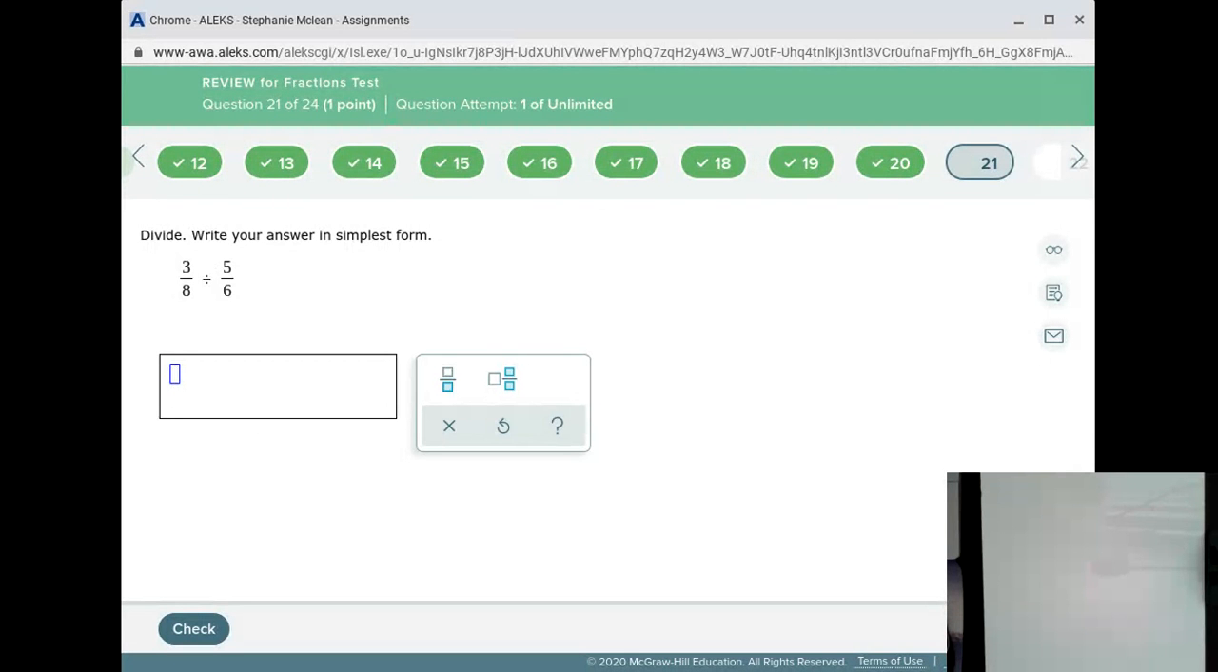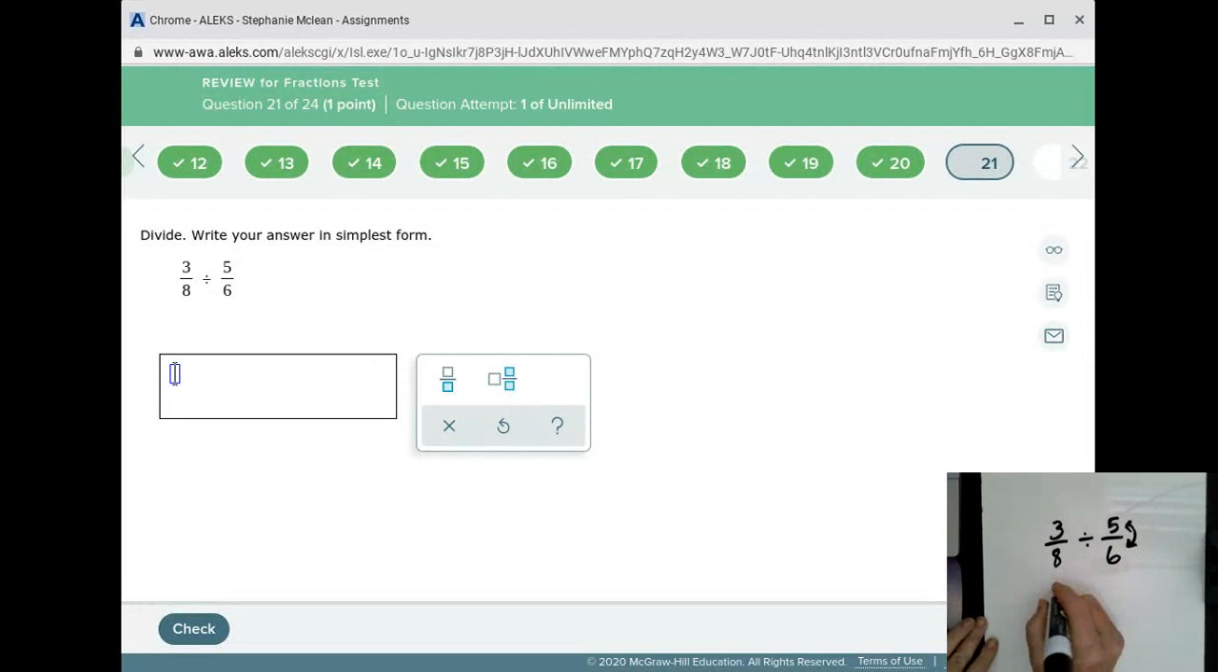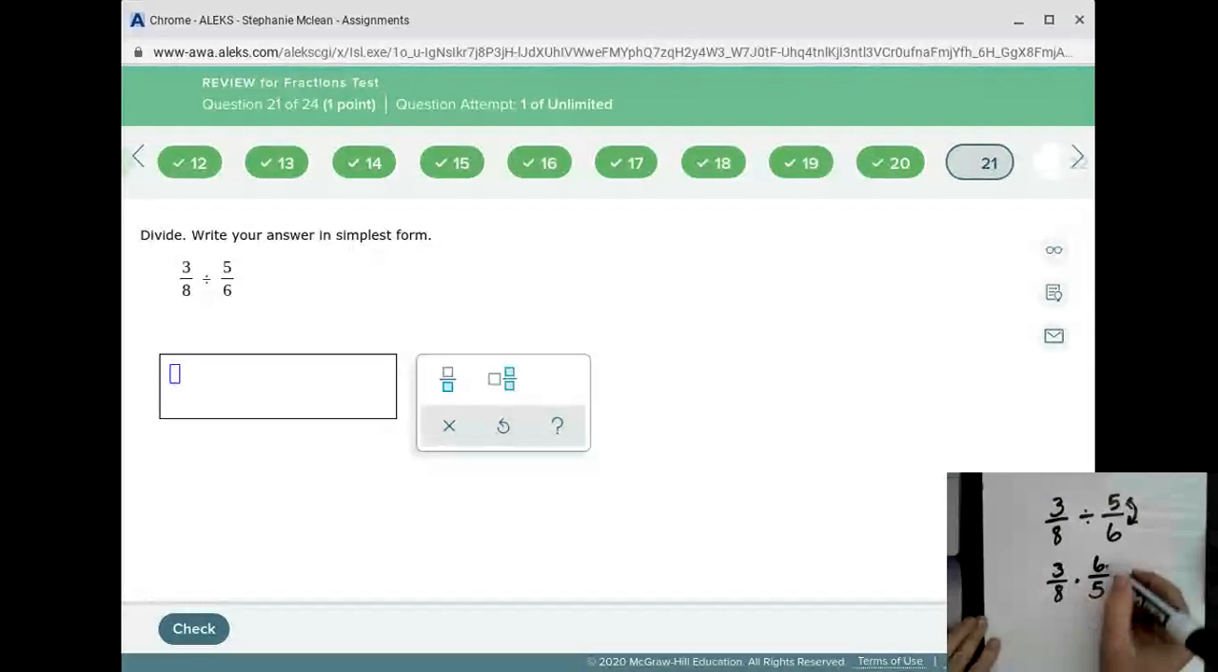All right, so divide, write your answer in simplest form. When we divide fractions, you flip one of them and multiply. So I have 3/8 divided by 5/6. I'm going to flip this one, I like to always flip my last one. So I have 3/8 times 6/5. Before I multiply, I'm going to reduce because it's going to make my life a little bit easier. 8 and 6 are both divisible by 2. 8 divided by 2 is 4. 6 divided by 2 is 3.